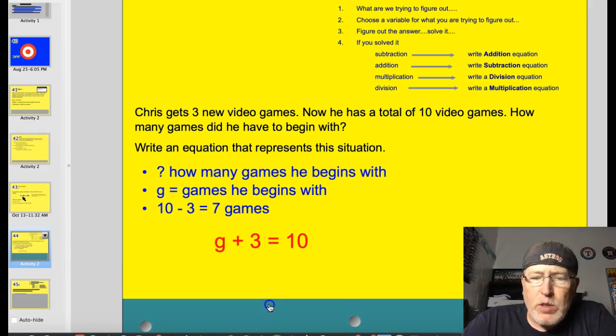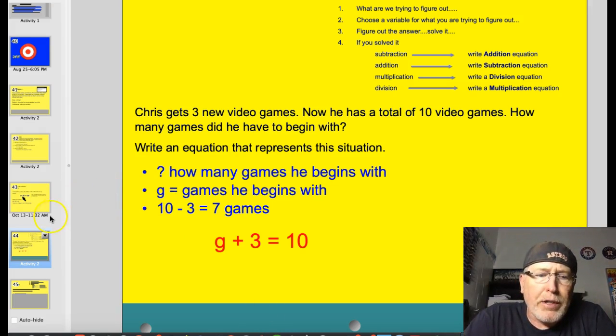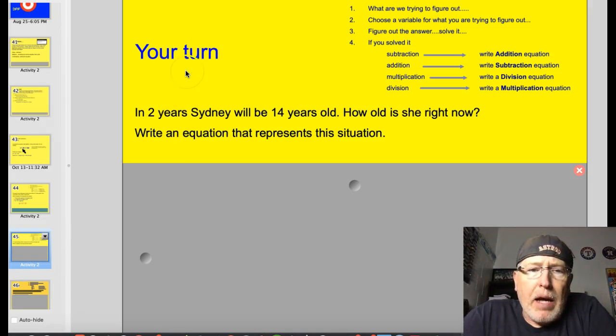When you think about it in this way and break it down, pretty soon these steps become automatic, and you can do this. Let's take a look at another one. This isn't your turn yet. I'm going to do one more, I decided.